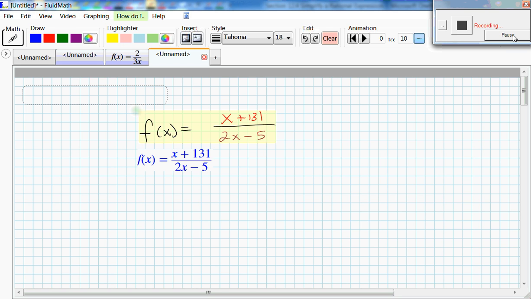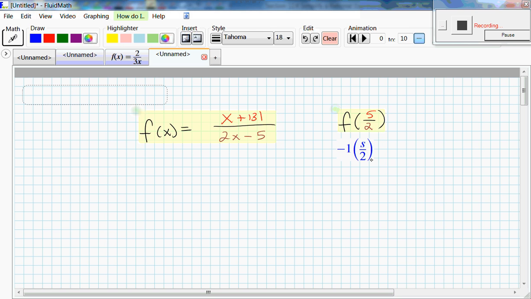Who cares? The top part doesn't matter because we're dividing by something, right? So what's the excluded value? What'd you come up with? F of what? 5 over 2. How did you come up with the 5 over 2? Whoa. There you go. So when I plug this into the calculator or the computer, what should I expect it to see?